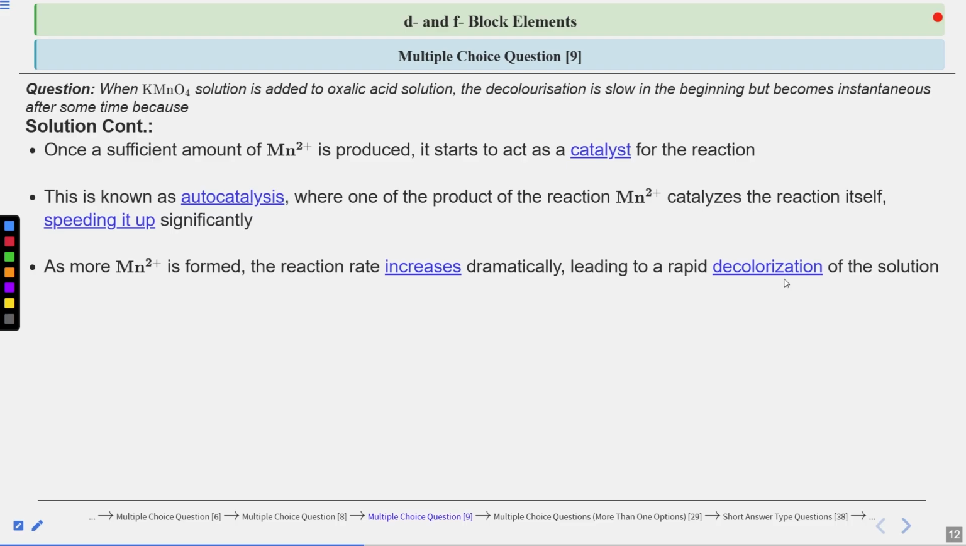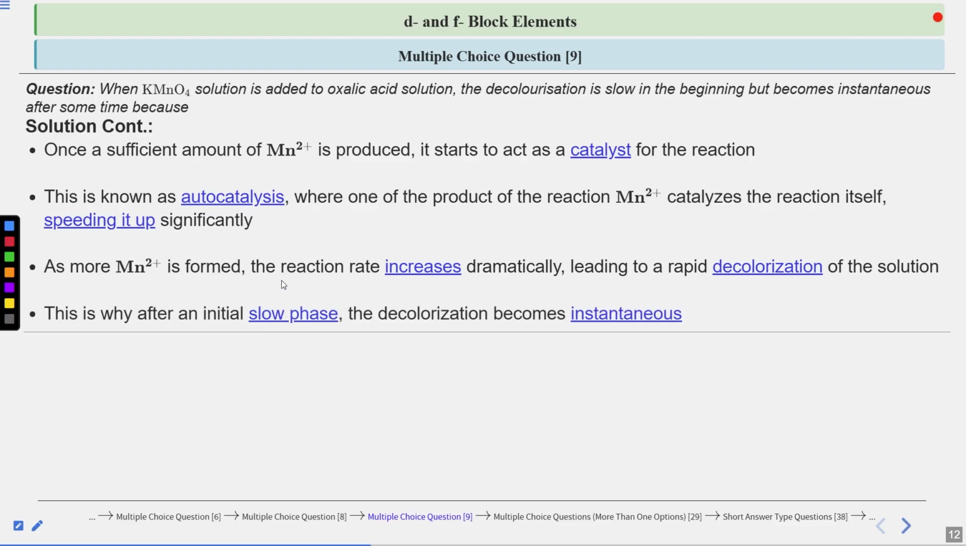Okay. So in the beginning time of the reaction, because the conversion of MnO4 negative to manganese 2 positive, the reduction of Mn plus 7 to Mn2 plus, is slow, the reaction rate is slow, and that's why the decolorization is slow in the beginning. But when a sufficient amount of manganese 2 positive is produced, it will act as catalyst for that reaction and speed it up. And then the rate will increase dramatically, and the decolorization will also show a rapid increase.